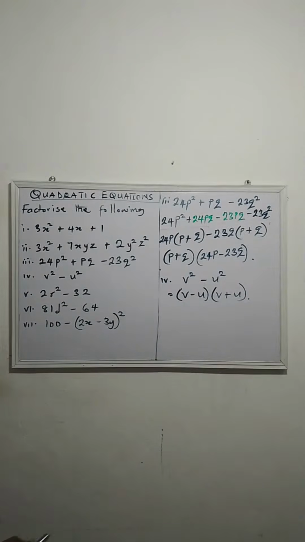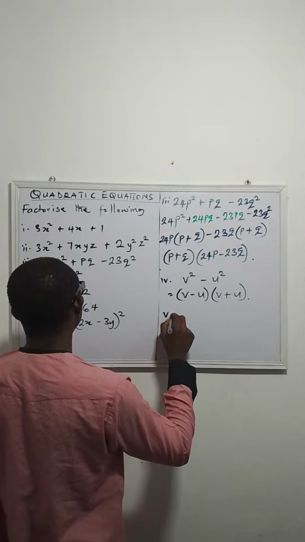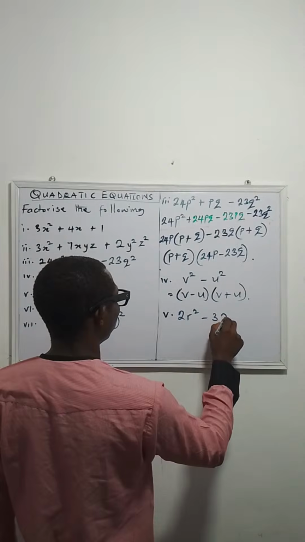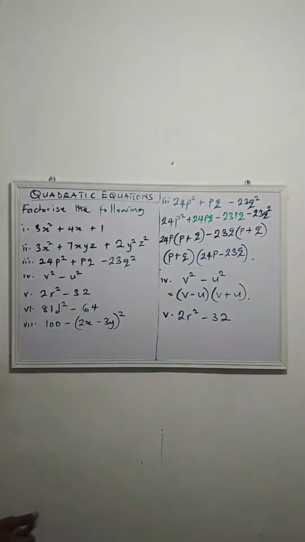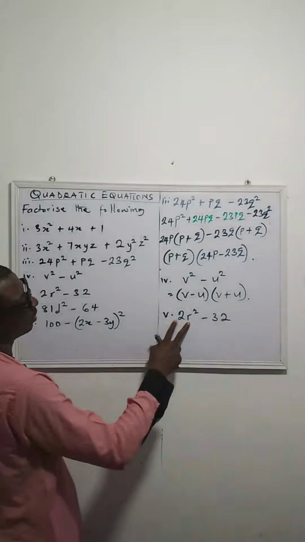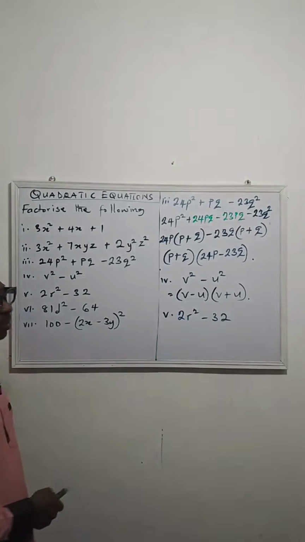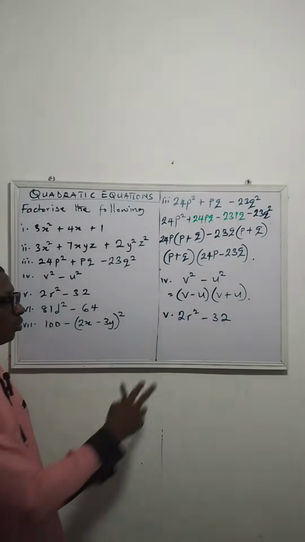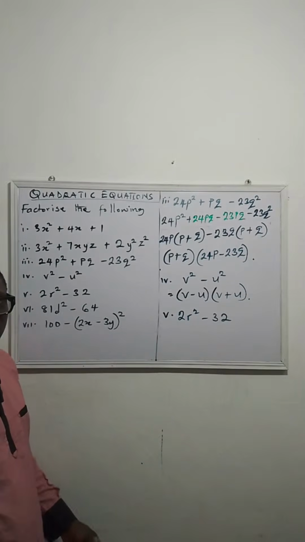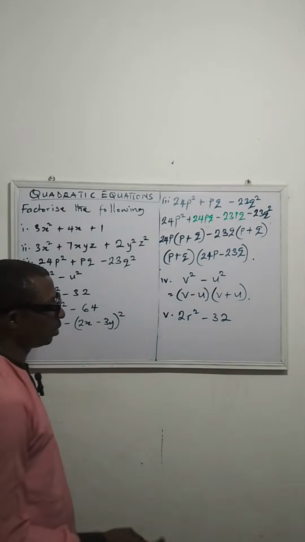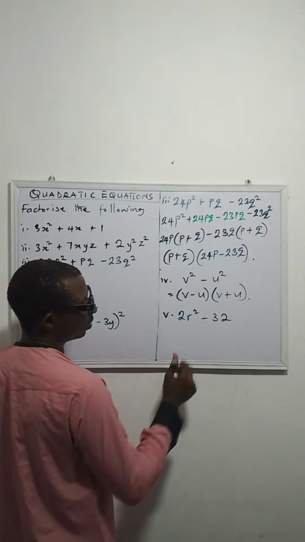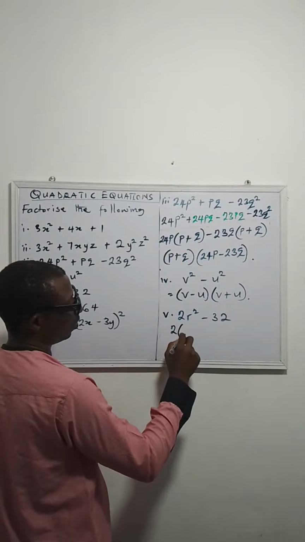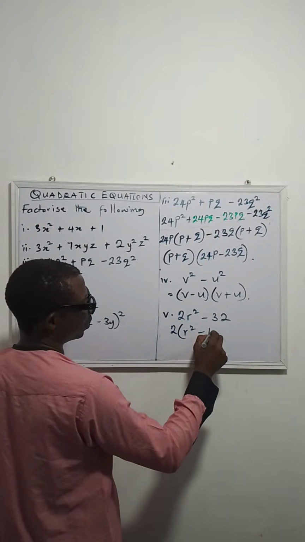Now let's look at the next one. So we have 2r squared minus 32. Now to do this, we can see this is not a difference of two squares. So what comes to mind is, let me first find the GCD of these two terms. Probably I'm going to have a difference of two squares. So let's do that. What is the GCD of these two terms? What can go here can also go here. That's 2. Okay, so I have 2 open bracket r squared minus 16.